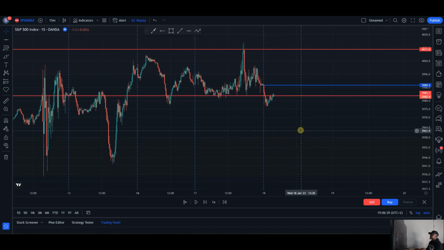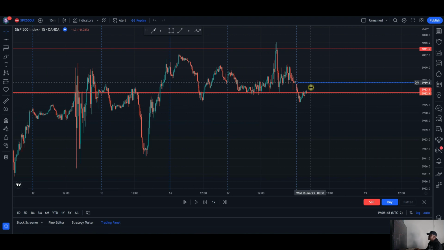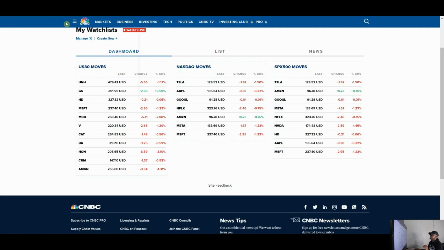Let's say, for example, we are about to trade the New York session right now. You can see where the market is right now. You can see that we have the intraday, we have yesterday's support, and we have yesterday's resistance. The market is at yesterday's support, right? So what you're going to do is check the CNBC. You're going to wait for the CNBC to open and check if Tesla or Amazon is plus 10 or more, or minus 10 or more.